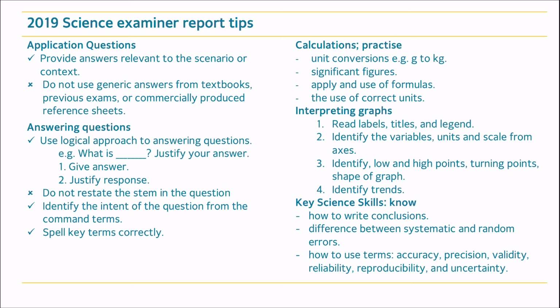There's also the need to be able to interpret graphs, such as reading labels, titles and legends. And then finally, it's those key science skills. How do you write conclusions? What's the difference between a systematic and random error? What about those terms: accuracy, precision, validity, reliability, reproducibility, and also uncertainty?